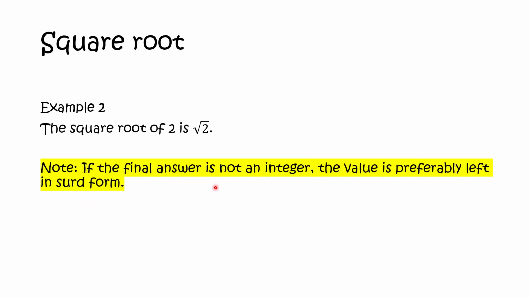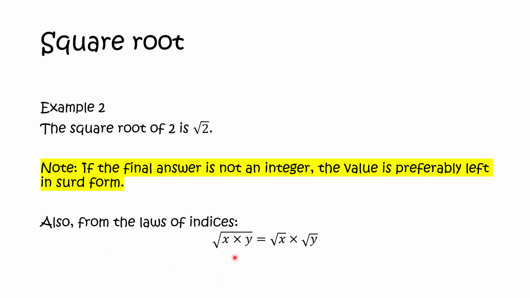Now, jumping into the square root. Example 2. The square root of 2 is root 2. And note, if the final answer is not an integer, the value is preferably left in surd form. And also, from the laws of indices, if we have the square root of x times y, we can distribute that square root sign over the terms multiplying each other. That is to say, root x times y is equal to root x times root y. So that's one thing to take note of.